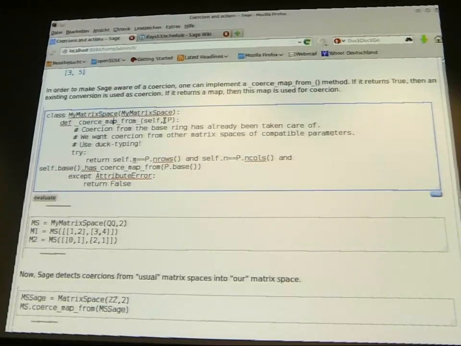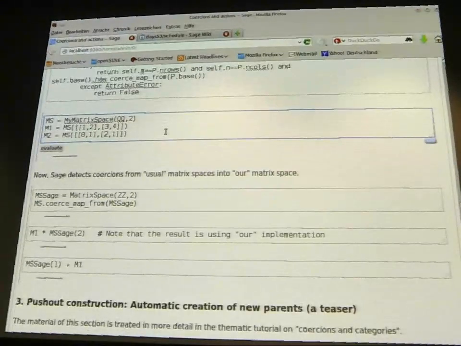So it takes one other parent as an argument. And it should return true if Sage is supposed to use a conversion from P to self. It should return false if there is definitely no coercion from P to self. It should return none, in other words nothing, if Sage should try to find a coercion by itself. Or it is also possible to return a map. If you return a map, then this map is used for coercion. Okay, let's try it. Refresh it.